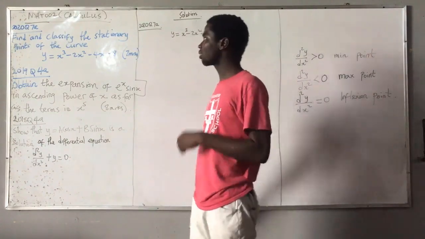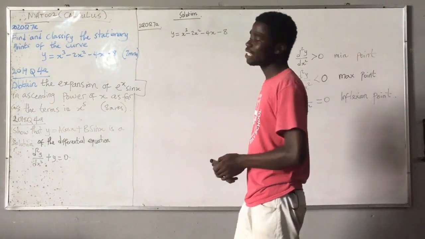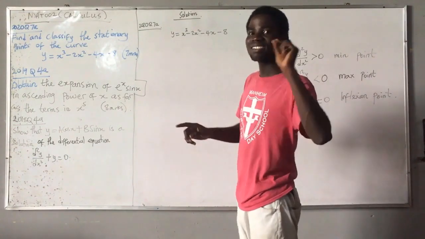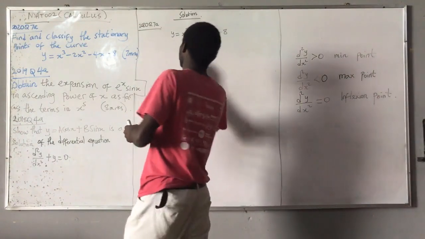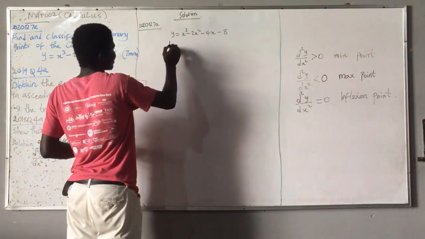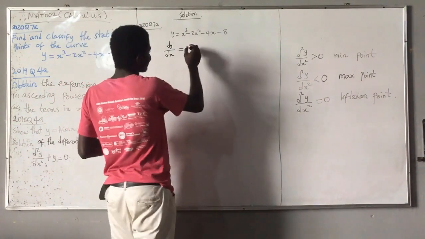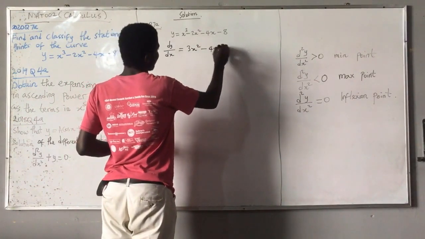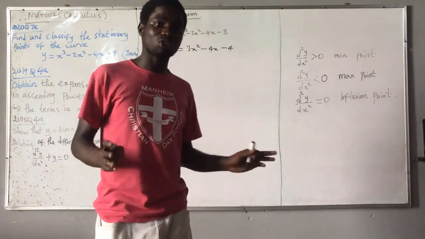Now let me tell you something. For stationary point, they say find and classify the stationary point. To get stationary point, the y ds must be 0. That is the first thing you need to take note of. So we want to differentiate this one. The y ds, differentiate x cubed, the answer is 3x squared minus 4x minus 4. Differentiate a constant, the answer is 0, so you don't need to write that.